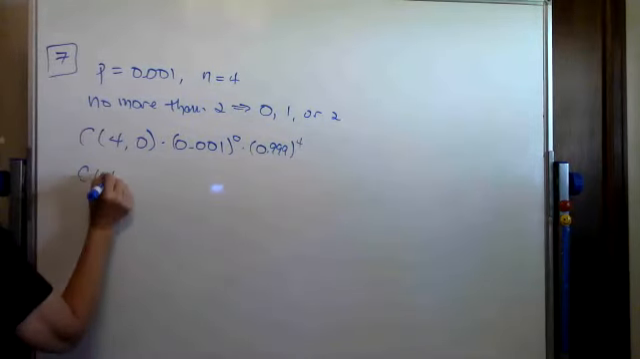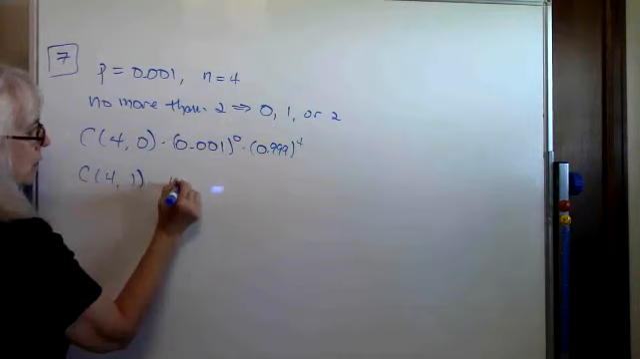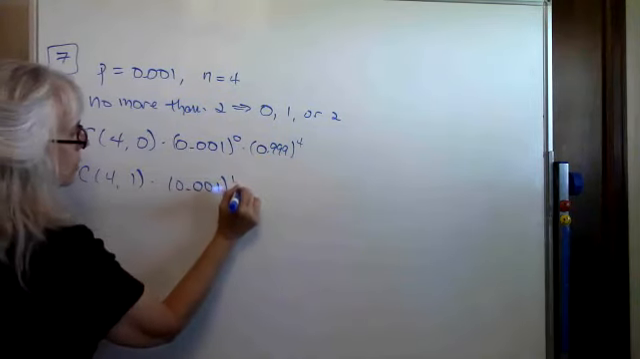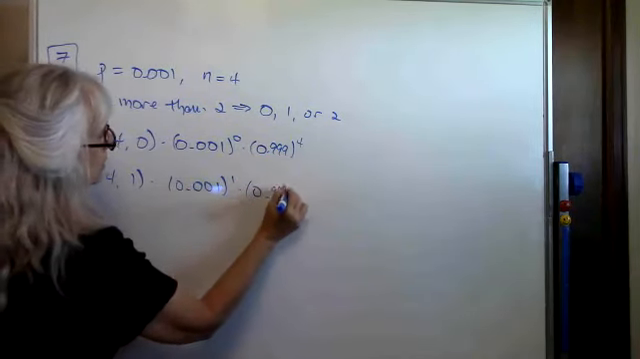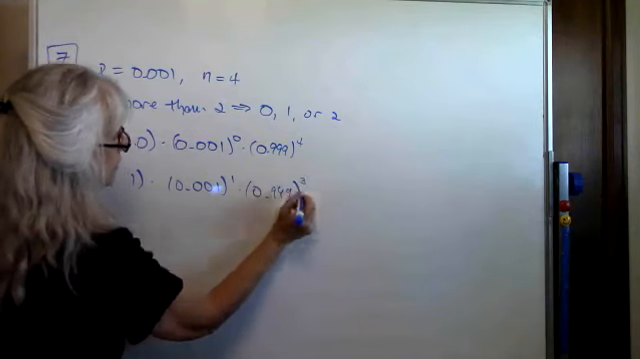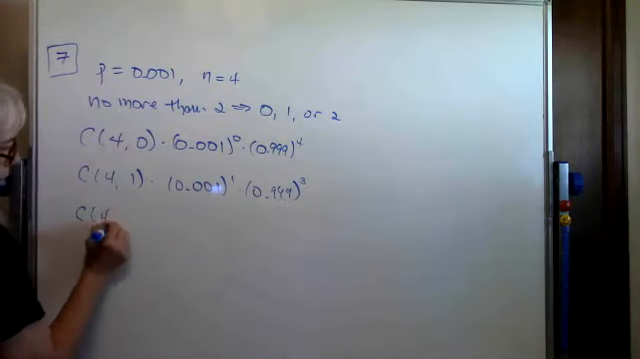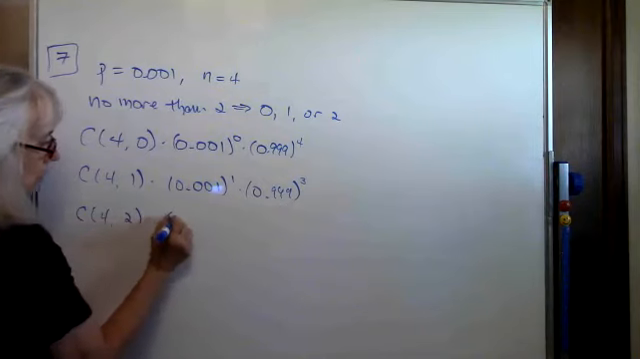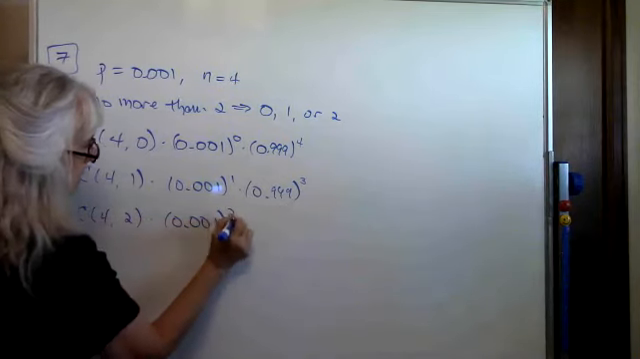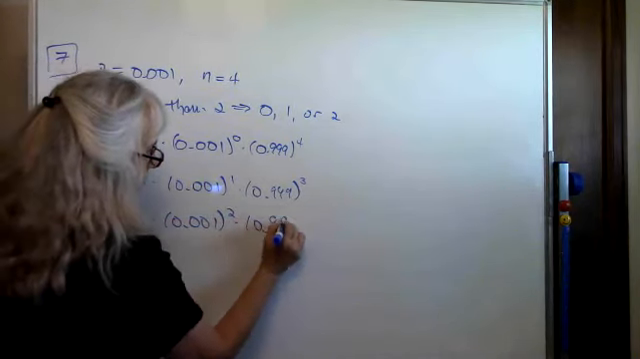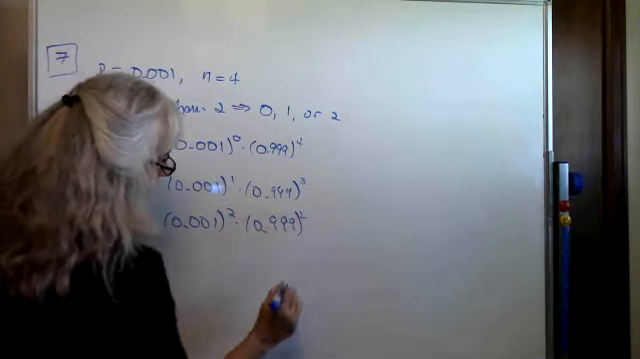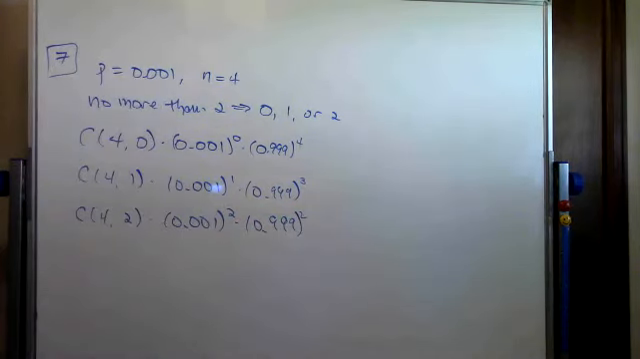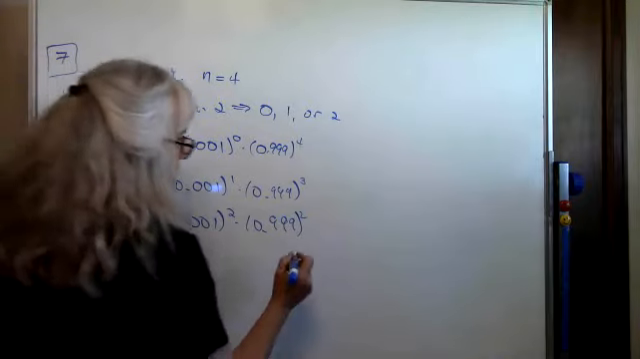Then we'll do the combination of 4 choose 1, 0.001 now to the 1st power. Its complement 0.999 to the 3rd power. And then finally the combination of 4 choose 2, 0.001 now to the 2nd power. And the 0.999 to the 2nd power. Then you're going to do each one of those individually, and then you're going to sum them all together.